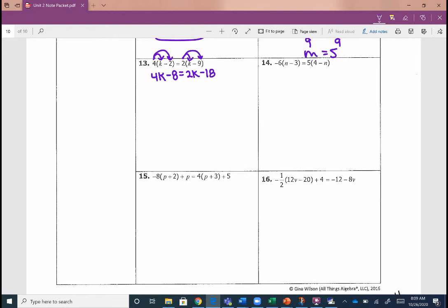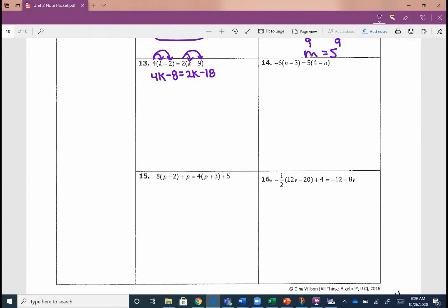Now we have to check to see, are there any like terms that I can combine? So is there anything that I can put together that's the same on the left side? I have a 4k -8. The 4 has a k with it. The 8 doesn't have a k with it. They're not like terms. I can't put them together. I look on the right side. I have a 2k -18. The 2 has a k with it. The 18 does not. They're not like terms. I can't put them together.